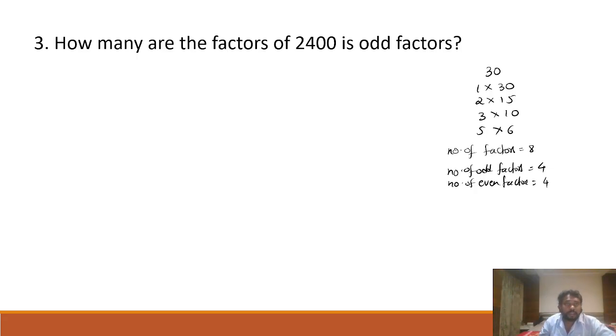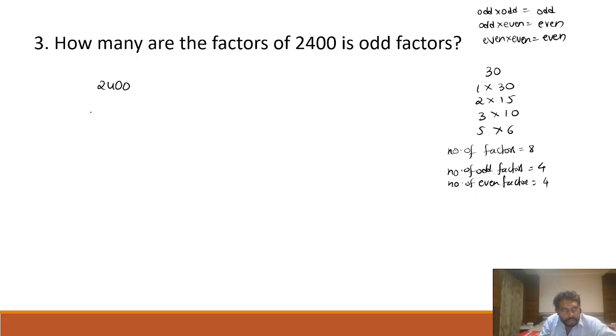Very simple guys. So look at here. What you need to do is you need to know that odd number multiplied by odd, what you are going to get guys? Odd into odd, you are going to get odd number. Odd multiplied by even, you are going to get even. Even multiplied by even, you are going to get even. So look at here guys. First, same thing, I'm going to prime factorize the number. I need a prime factorization first.